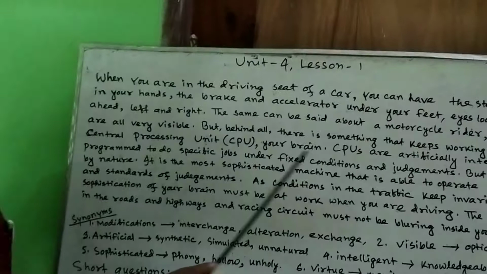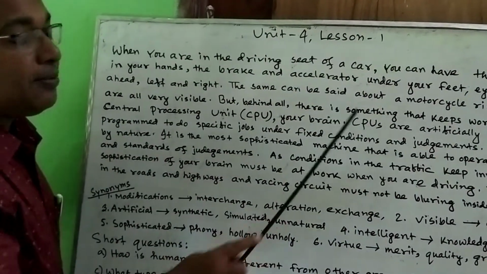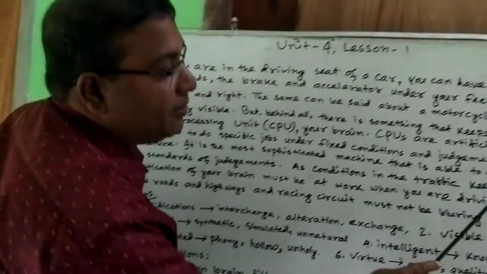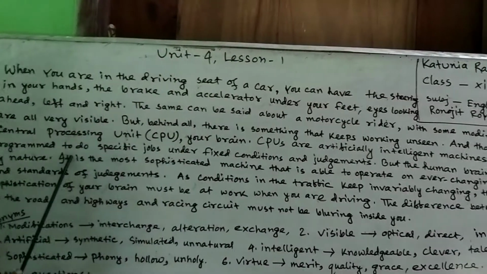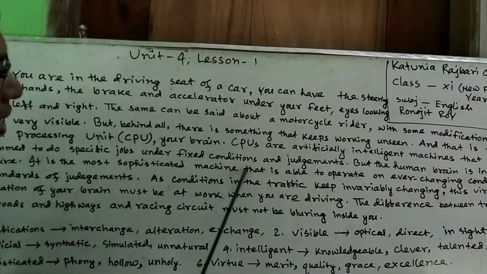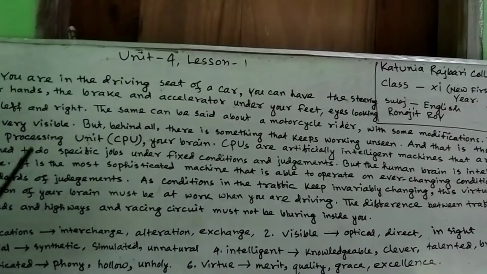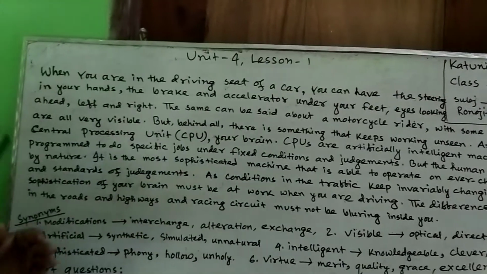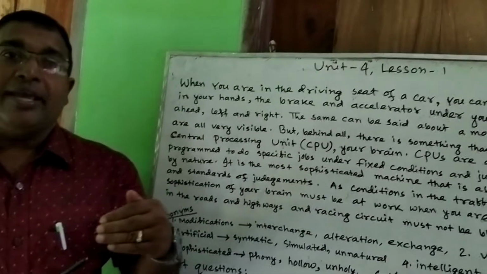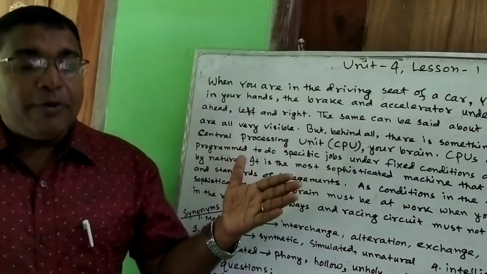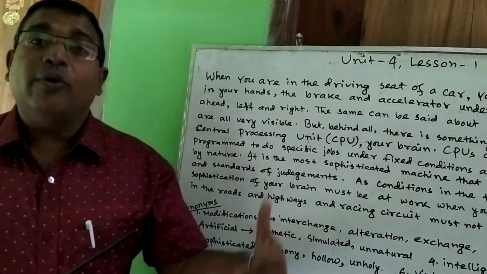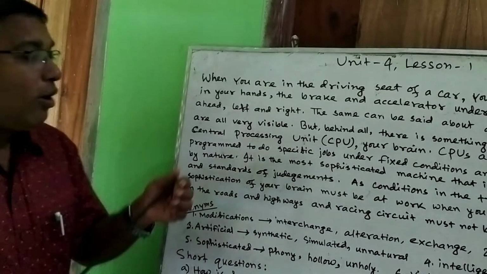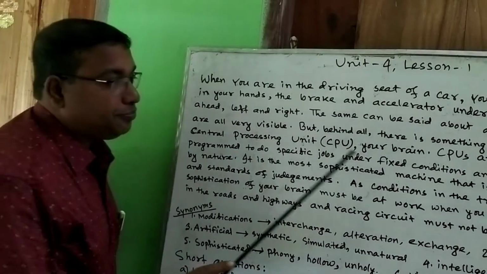Here, my dear students, you are getting a definition of CPU. CPUs are artificially intelligent machines that are programmed to do specific jobs under fixed conditions and adjustments. That is, CPUs have the ability to do work, but the work must be specific. That means the CPU must work according to the program installed inside any vehicle, or especially here the computer.